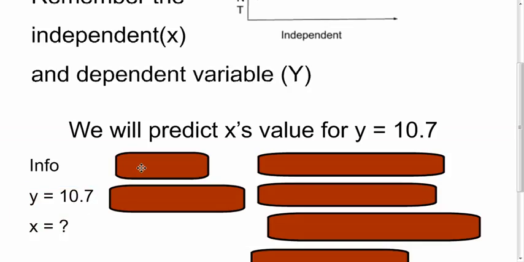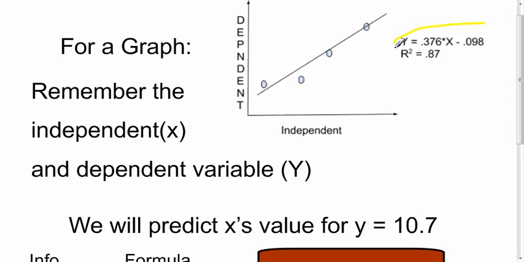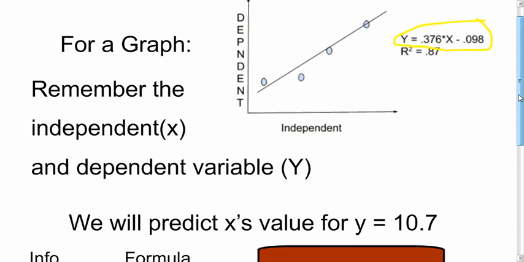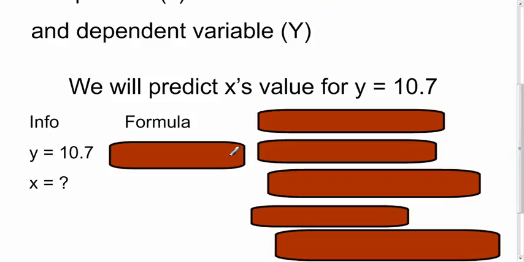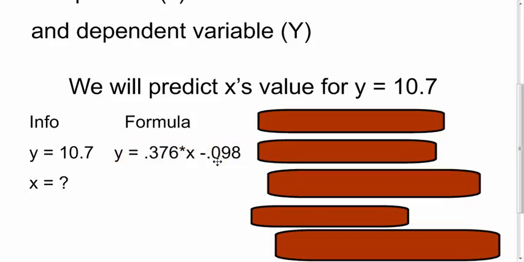The next step in the format is your formula. And in this case, our formula is this thing. Now, not the r squared value, just the y equal thing. That's the formula we're going to use. So there's our formula.